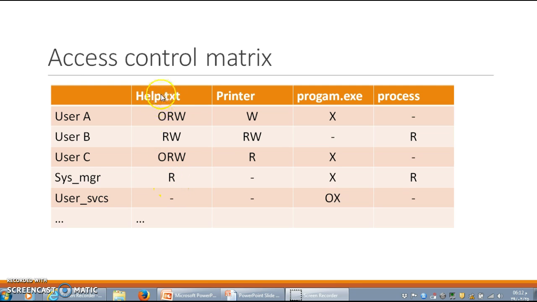Now you can see that system.manager has read and write on the help.txt file. He cannot write it and he has no ownership as well. User C has the ownership, he has a read permission on it, and he has a write permission on that one. So I hope this matrix will be clear, because this is a very important matrix with respect to the access control matrix.